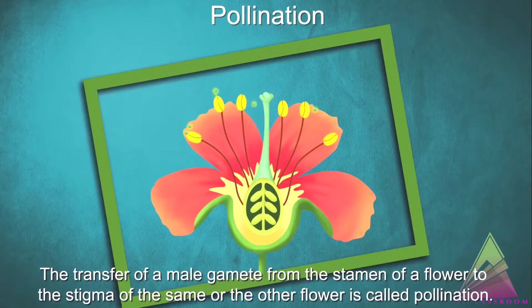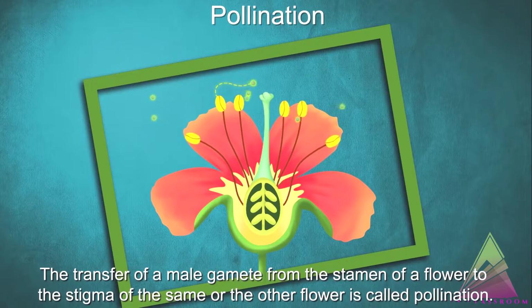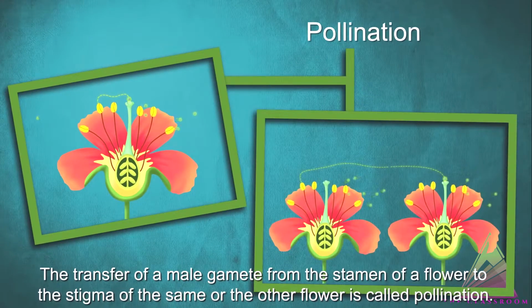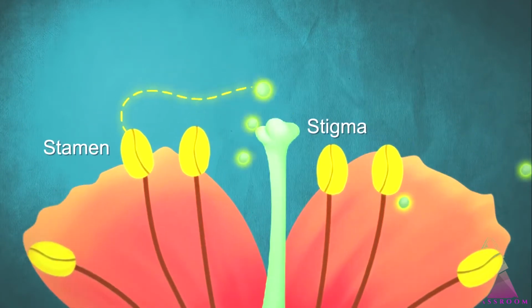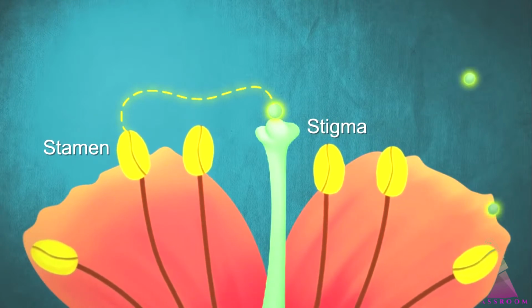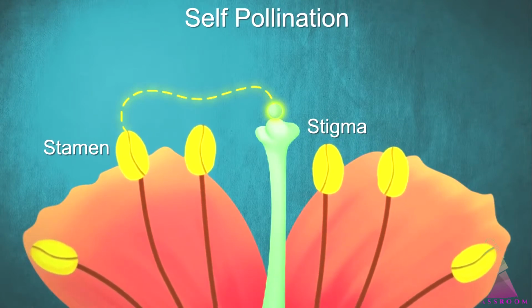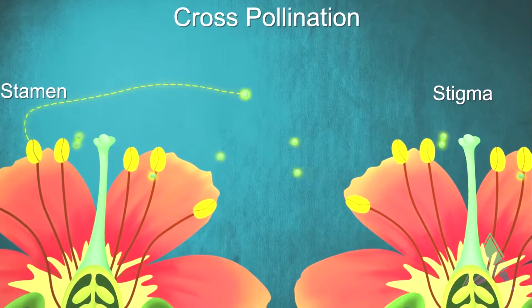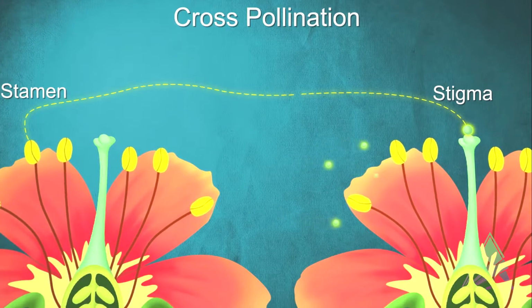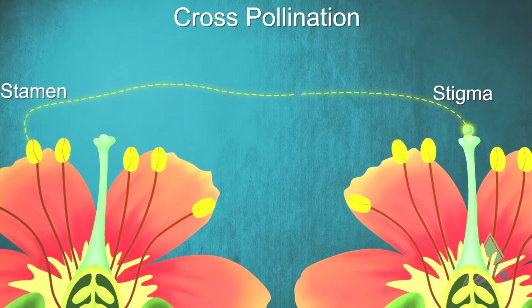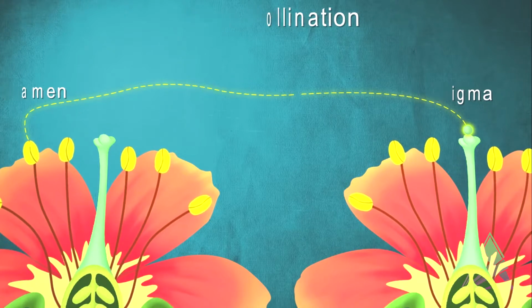For this, first a pollen grain carrying the male gametes is transferred from the stamen of a flower to the stigma of the same or the other flower. Such transfer of pollen grains is known as pollination. If the pollen grain of a flower lands on the stigma of the same flower, it is called self-pollination. But if the pollen grain of a flower lands on the stigma of another flower of the same or another plant of the same type, it is called cross-pollination.